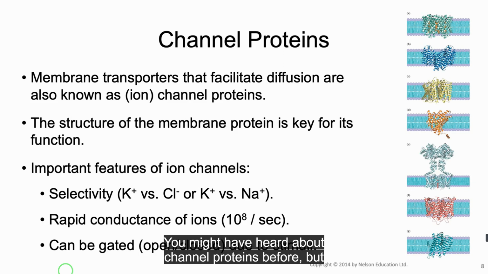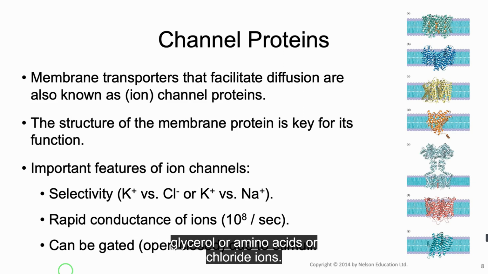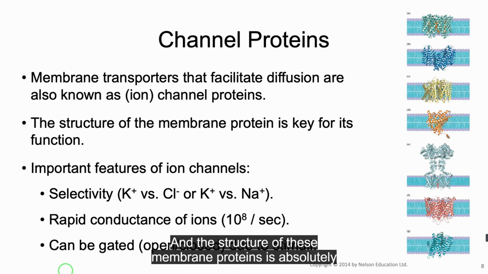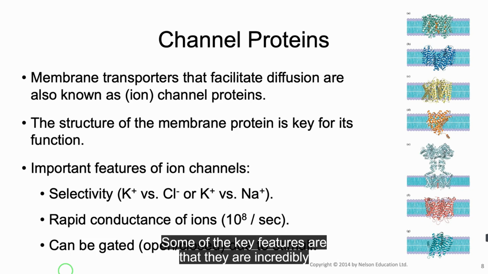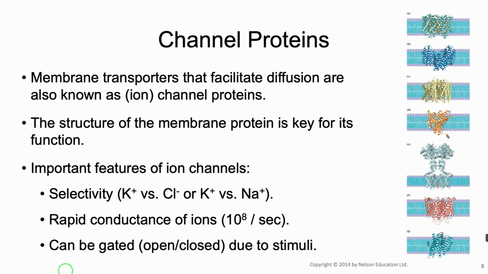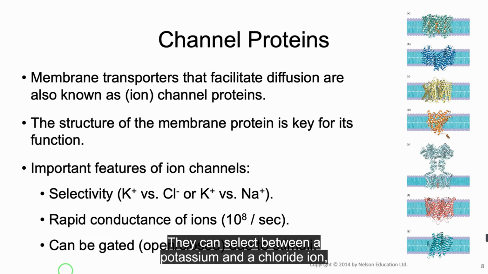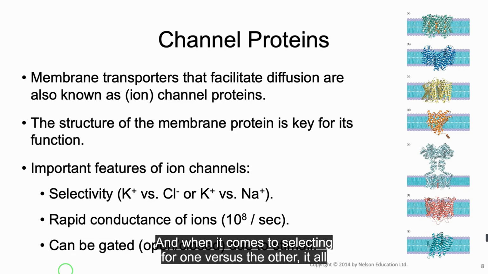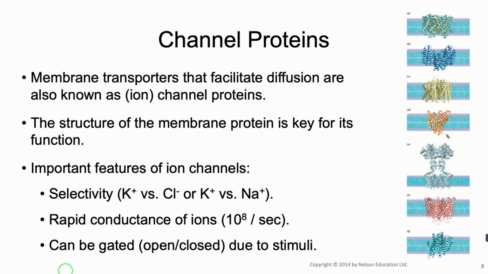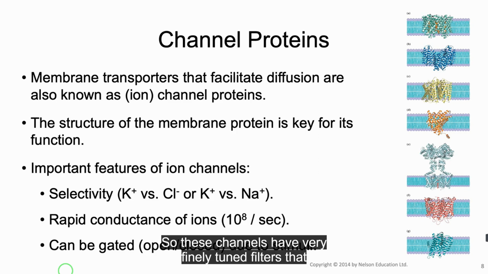You might have heard about channel proteins before, but these are just a few examples transporting things like glycerol or amino acids or chloride ions, and the structure of these membrane proteins is absolutely critical for their function. Some of the key features are that they are incredibly selective. They can select between a potassium and a chloride ion, which if you know the charge you can understand, but they can also select between molecules of the same charge. And when it comes to selecting for one versus the other, it all comes down to the size of the molecule. So these channels have very finely tuned filters that determine what comes in and out of the cell.